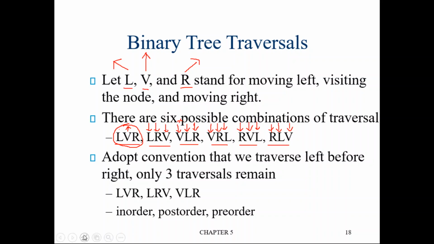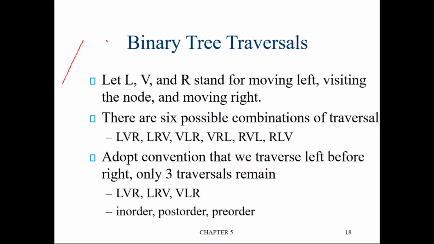But generally, when you traverse a tree, first we visit the left child, and only then we visit the right child. So the order may differ, but always it is after visiting left only that we visit right. You see this in LVR: after visiting left only you are visiting right. Take LRV: here also, after visiting left only you are visiting right.